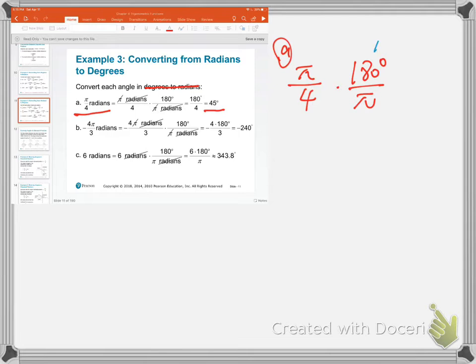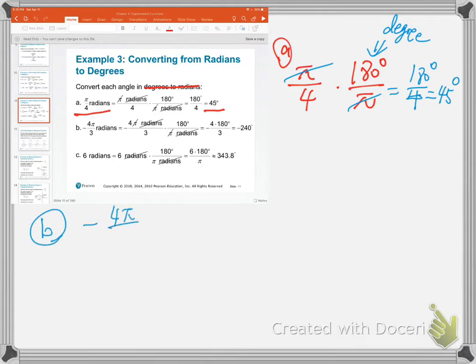You want degree on top, you want radian on the bottom. So now pi and pi cancelled. We got 180 degrees divided by 4. 180 divided by 4, we got 45 degrees. Okay, 45 degrees.